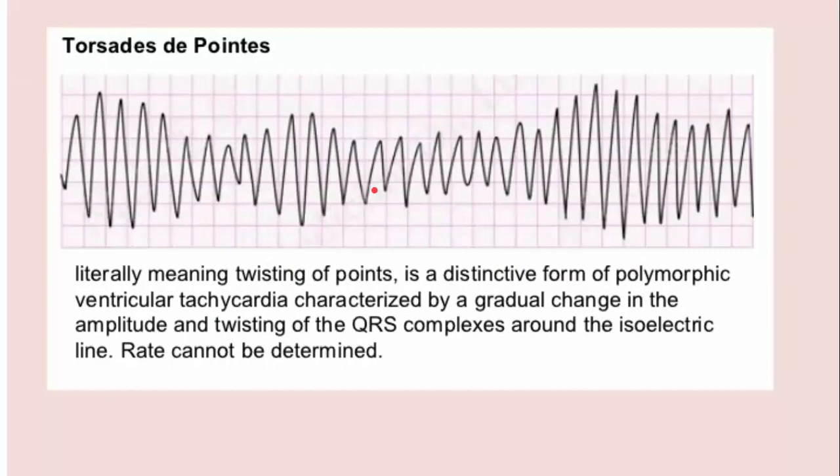Boom, here's torsades de pointes. Oh my goodness. That is a very specialized form of ventricular tachycardia, and it means twisting of the points. It's very distinctive. The amplitude completely changes, and it's like a twisting of the QRS complex around some isoelectric line. You can't really determine the rate, but in any event, it is associated with a high rate of mortality. You can code at a higher rate with this rhythm. So I just wanted to throw that at you.